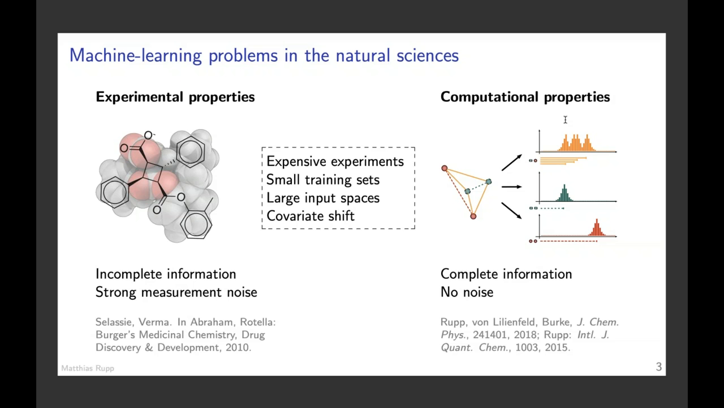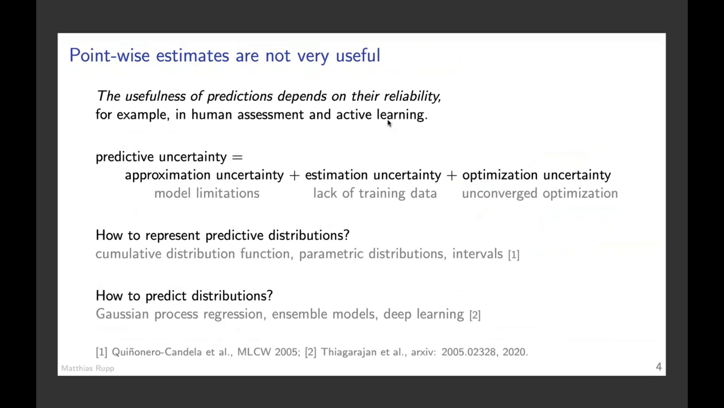Whereas in the computational domain, we have by definition complete information. We know the inputs that enter the simulation. So we know everything that is required to produce the output. It's just that it takes very long. And also we almost never have noise, or only very little noise. So, in this setting, we want to build surrogate models. We want to build machine learning models, for example, that predict one or more properties of molecules or materials. And then we want to search these spaces using these fast machine learning surrogate models. That's the background. And now let's get right at the actual topic, the prediction errors.